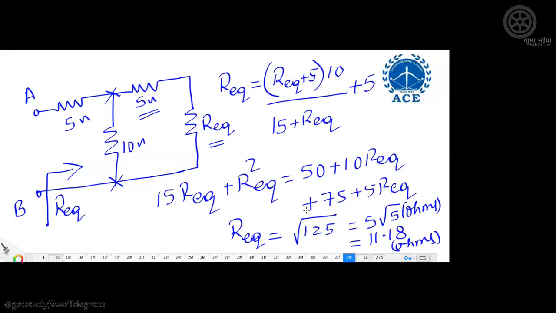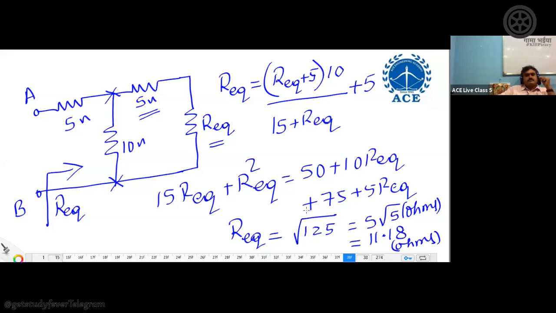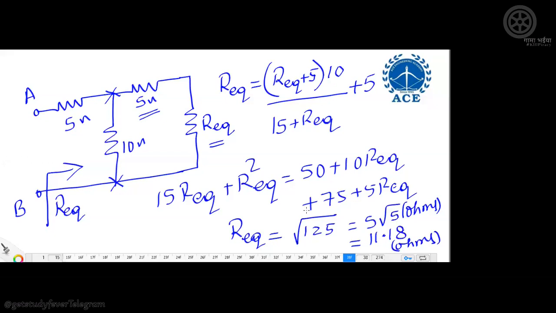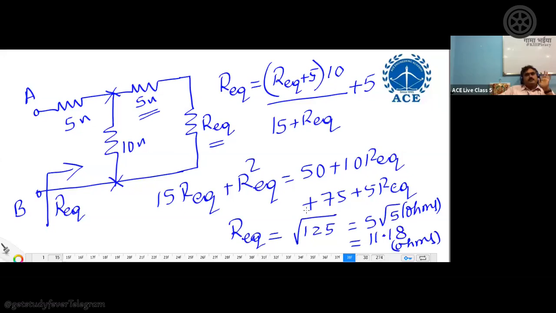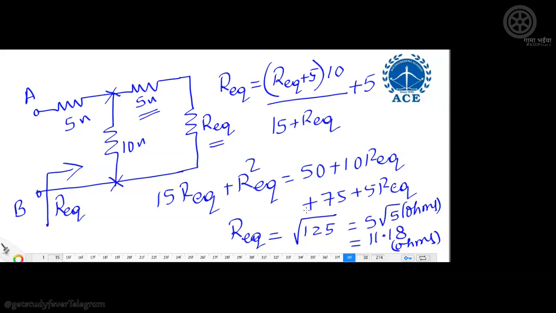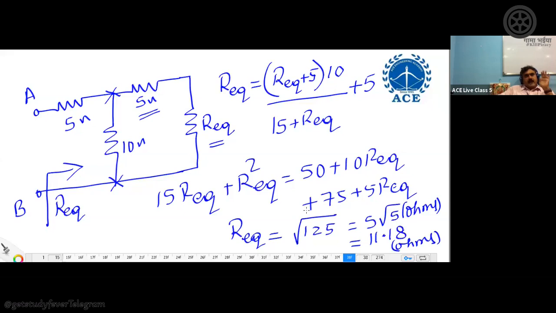Sir, one more doubt. Here you said the internal resistance in ideal and practical voltage sources. Sir, what should be the internal resistance in ideal and practical voltage sources? No, the ideal voltage source's internal resistance should be 0. Internal resistance is always 0 for an ideal voltage source. But for practical voltage sources, internal resistance will be there, but its value should be as small as possible.